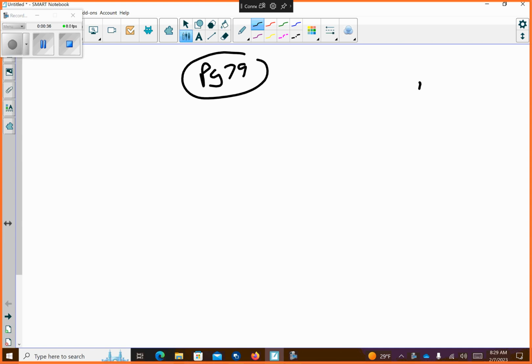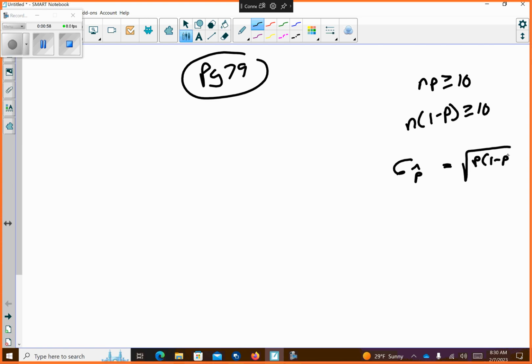Basically, you're looking at np is greater than or equal to 10, and n(1 minus p) is also greater than or equal to 10. We have to keep that in mind. But then there was one problem. We have to realize if we have... okay, so that was the equation. This is going to find us a standard deviation.